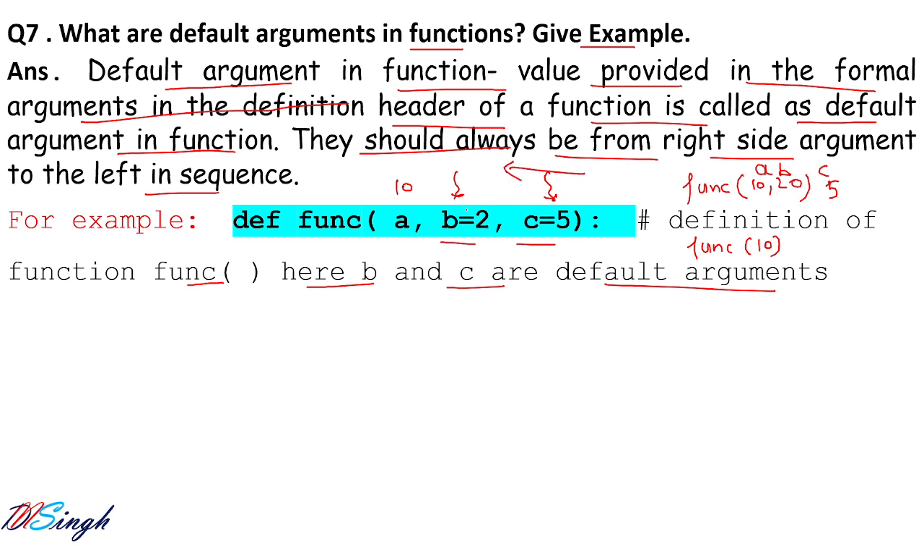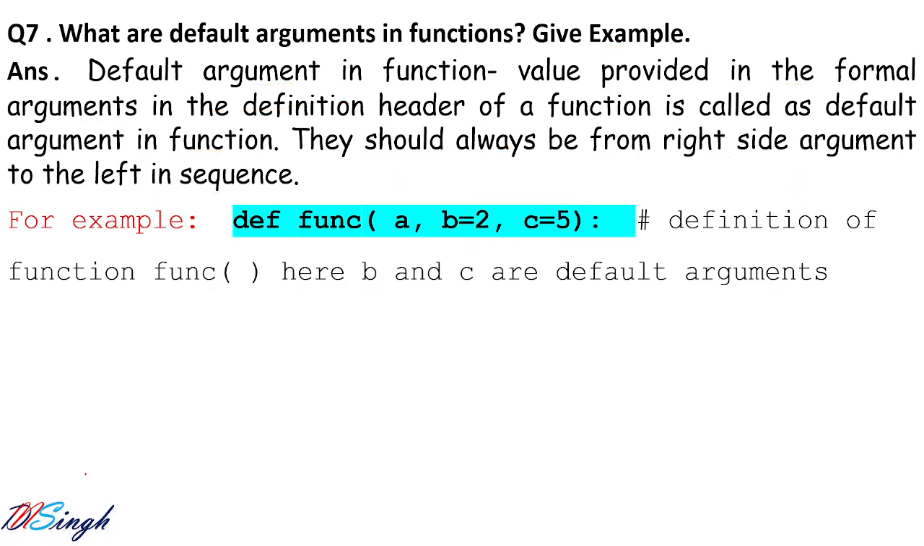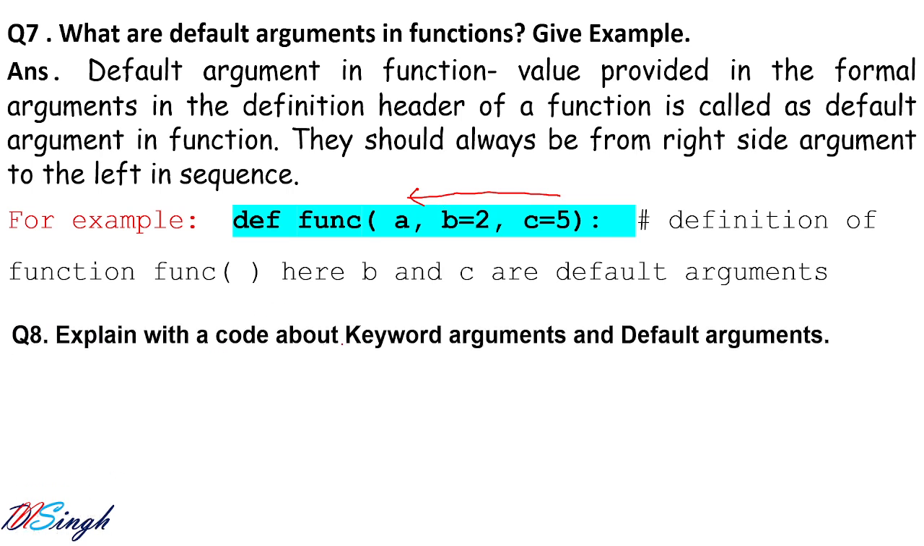The only thing you need to remember is that these values must be given from right to left. Right to left. You cannot skip any parameter, like not providing a value for C and giving a value for B. No, this is wrong. You have to give value for the right side parameter first, and then go in this direction.